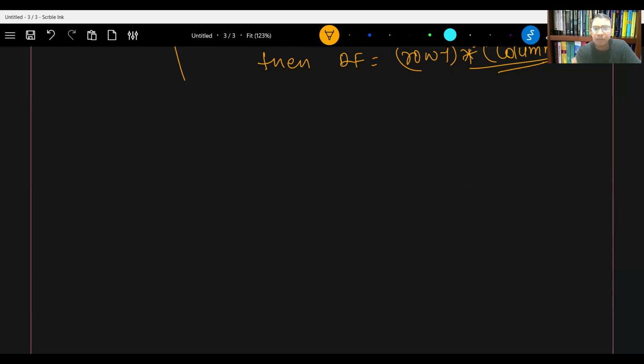I think everyone understands the concept of DF, how to interpret DF, and if we know the mean, how to find the n values if we know n minus 1. That is the concept of degree of freedom.